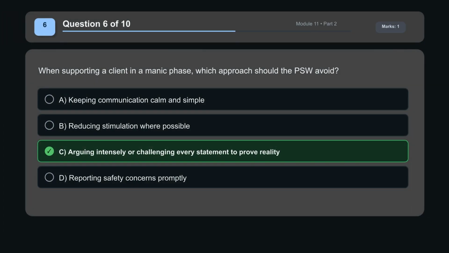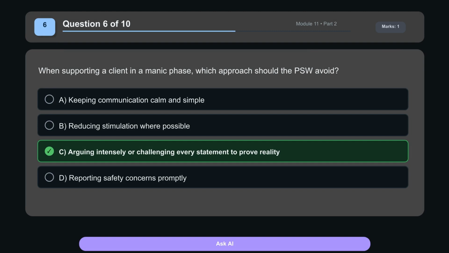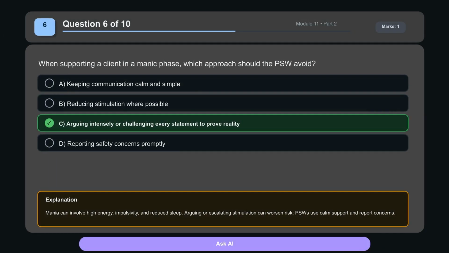The correct answer is C, arguing intensely or challenging every statement to prove reality. Mania involves high energy, impulsivity, and reduced sleep. Arguing or escalating stimulation can worsen risk, so PSWs should use calm support and report concerns.